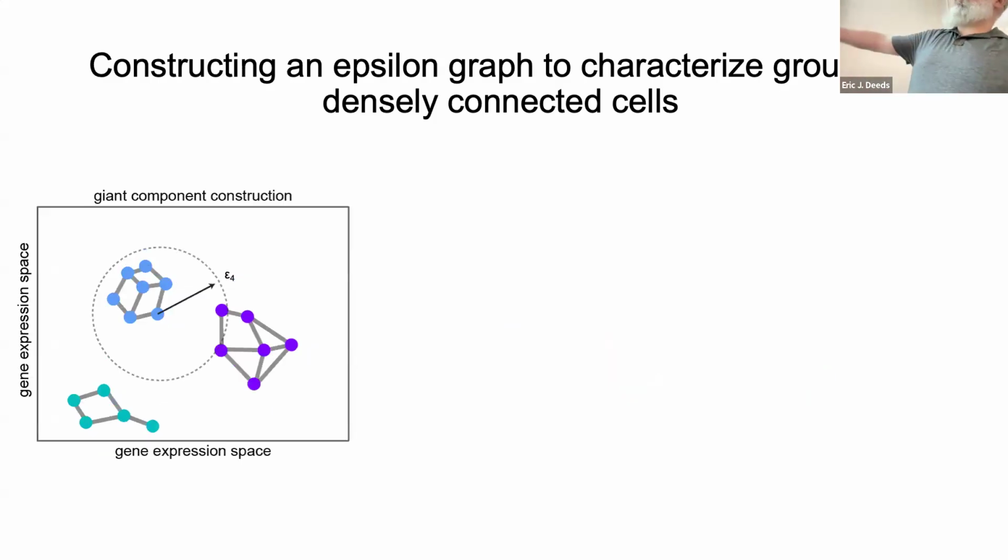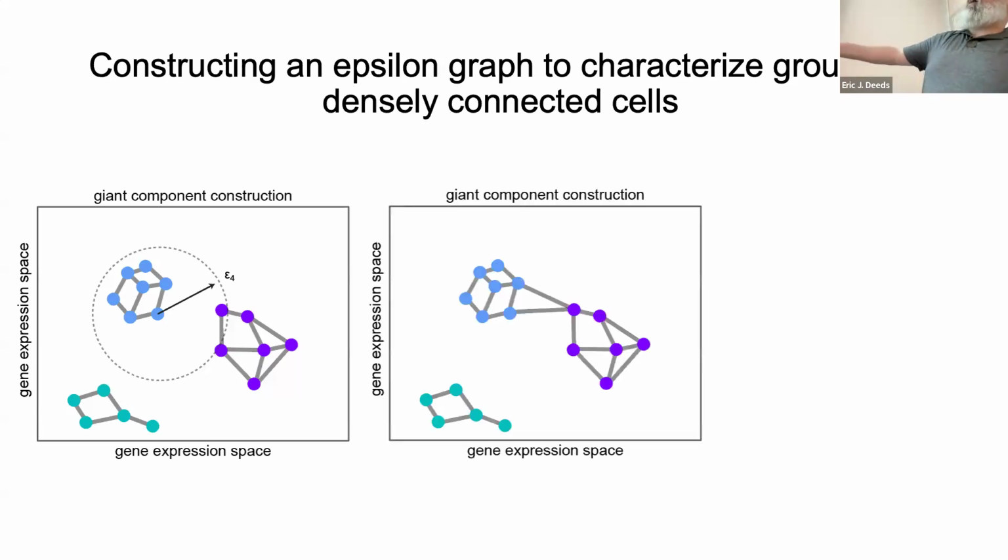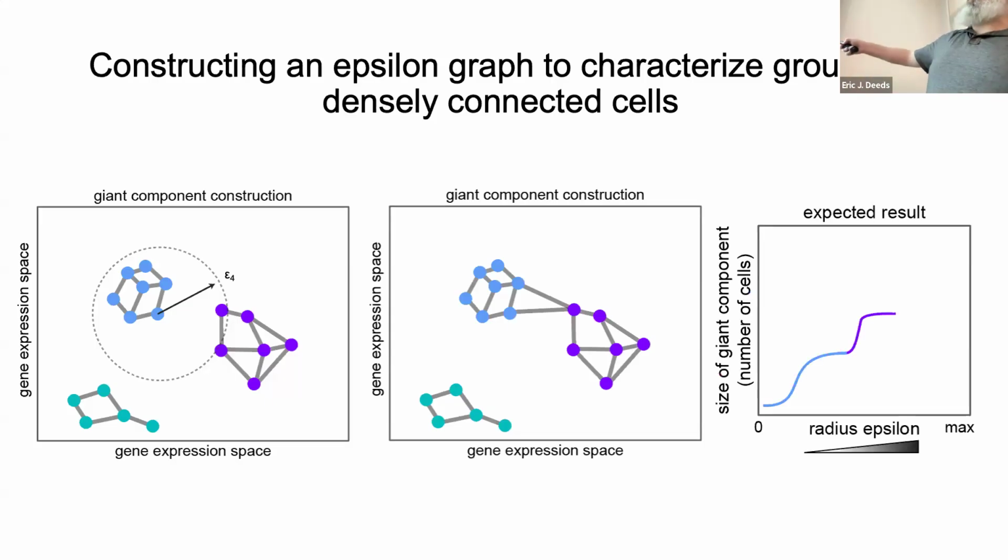But then when suddenly we increase epsilon beyond the width of that white space, what we should see is that all of these cells here in purple join this blue group all at once, right? So what that should correspond to is a discrete jump in the size of the giant component. So even if we don't know the identities of the cells, as long as they're organized in this sort of structure that I've shown here, we should see these discrete jumps.